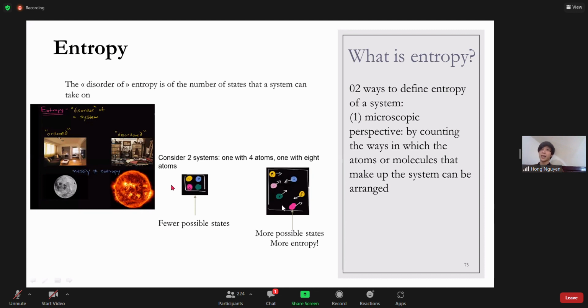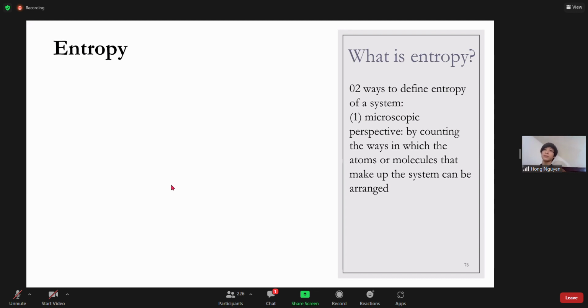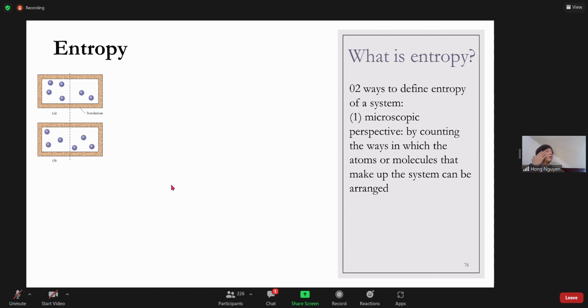So we can understand entropy is really the number of states that a system can take on. Boltzmann was the one who defined entropy as a measure of the number of possible microscopic states of a system in thermodynamic equilibrium, a measure of the number of possible microstates of a system. This is entropy from a microscopic perspective. If you understand here, it is quite easy. I try to explain entropy slowly. Then we consider another problem and find a way to calculate the microstates and the entropy of that system.